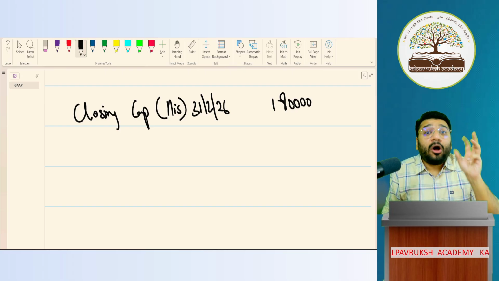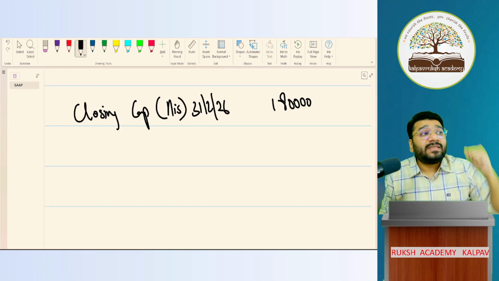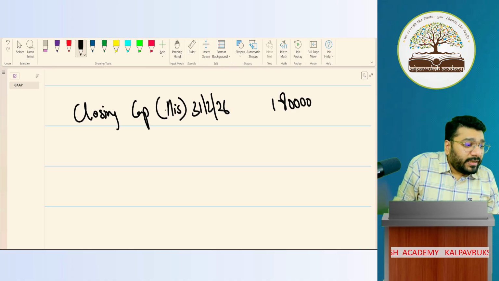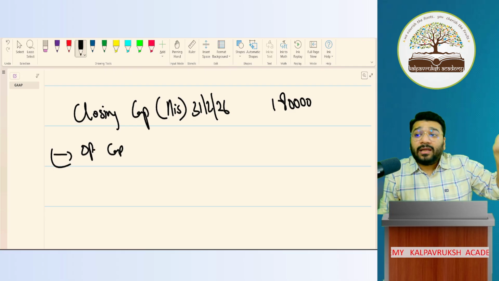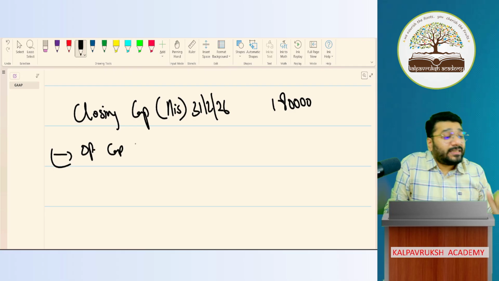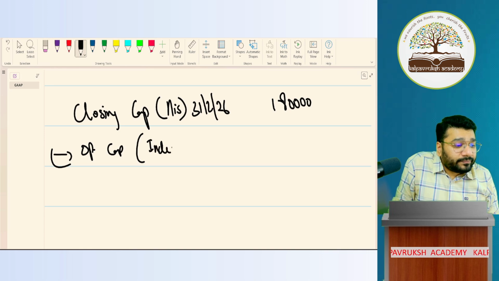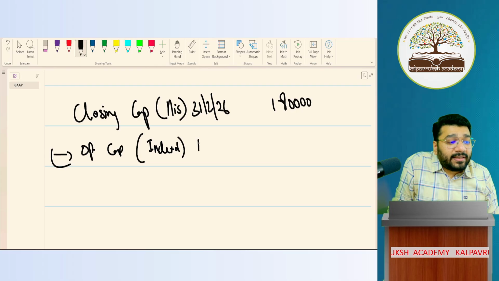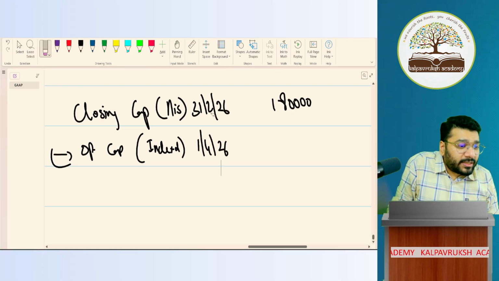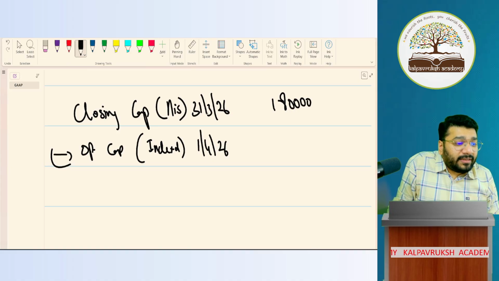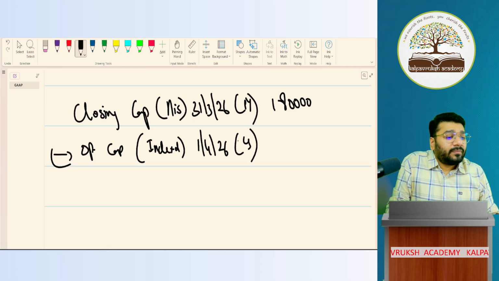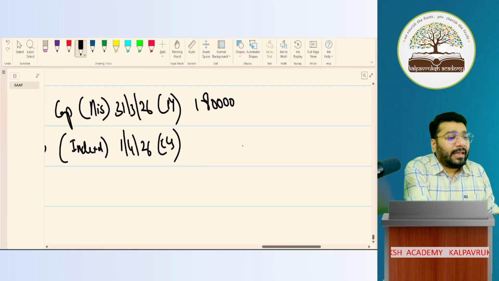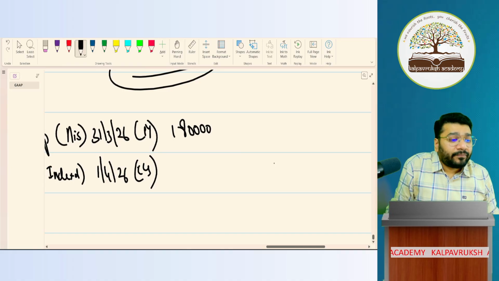In this 180, how much capital is required to start the business next year? In the beginning of the next year, I need opening capital. Which opening capital? At historical cost or at the indexed value? At the indexed value. When do I need this? Previous year, 31 March 2025, and this is the current year. How much should be my opening capital?